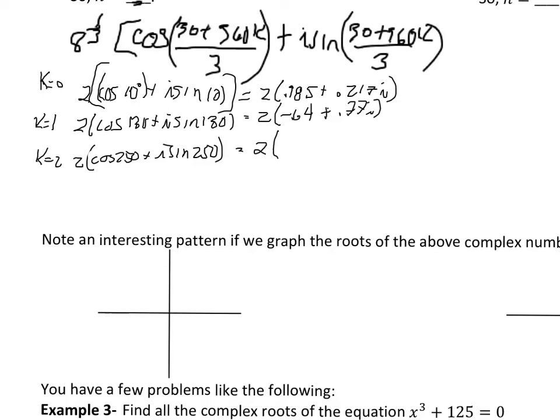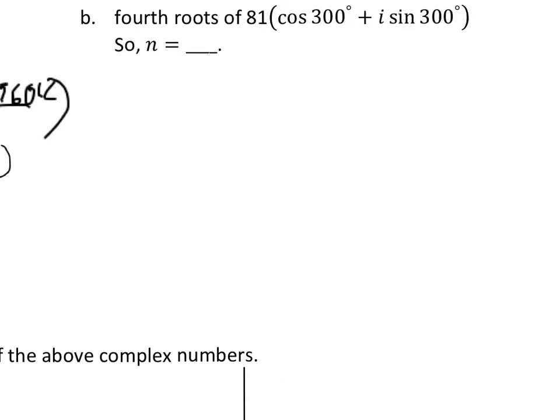All right, let's try the next one here. We want the fourth roots of 81 times cosine of 300 plus I sine 300. In this case, n is 4. So again, we've got to do k equals 0. That gives us the fourth root of 81. What's the fourth root of 81? 3. Good. So we get 3 times the cosine of 300 over 4, which is 75, plus I sine 75. There's k equals 0.